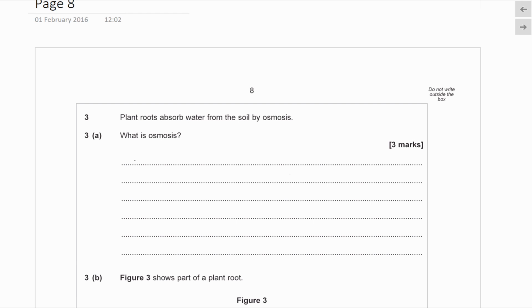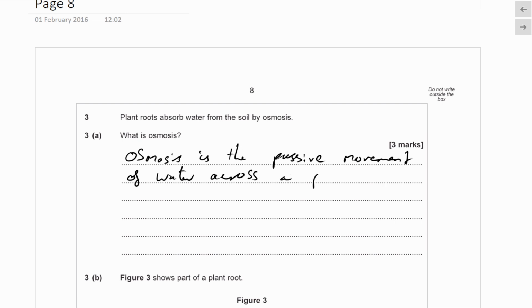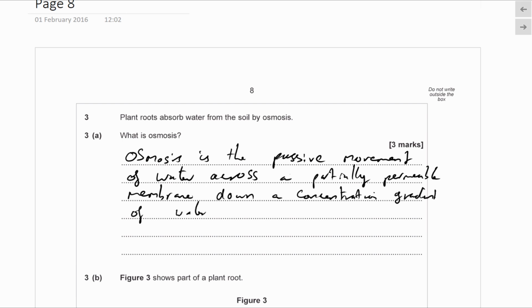All right, so what I'm going to say is that osmosis is the passive. Now remember, passive means requiring no energy. So we don't have to put any energy in for osmosis to happen. It's a spontaneous process. It's the passive movement of water, has to be water, across a partially permeable membrane down a concentration gradient of water. Now that pretty much is 3 marks. That's 3 marks in one sentence.